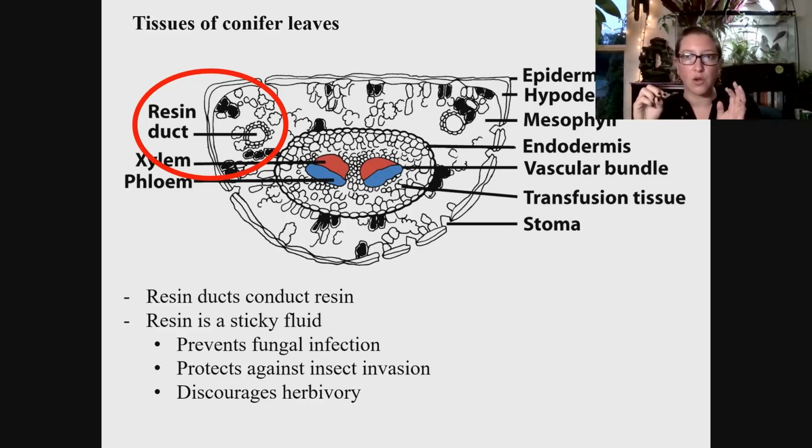When you think of a Christmas tree or a pine tree, you think of that smell, and that's because of resin. The resin is what gives it that smell. In addition to some people enjoying that smell, the resin also helps prevent the trees from being infected by fungus, and it makes insects not want to eat the tree because it doesn't taste good, which helps protect the trees.